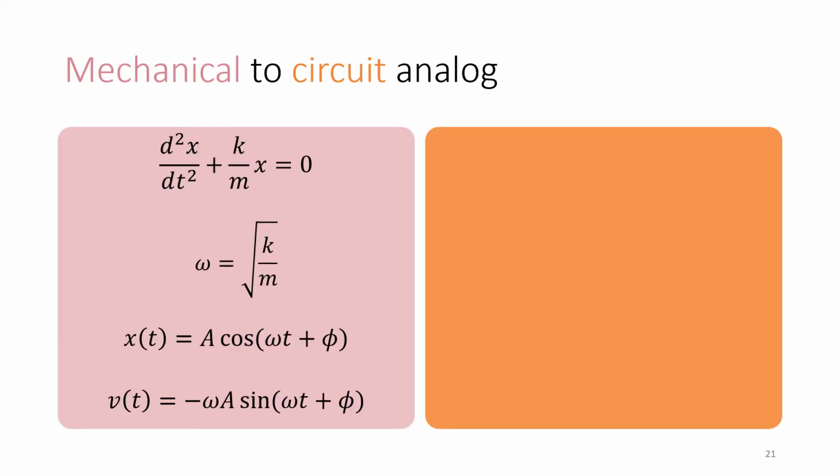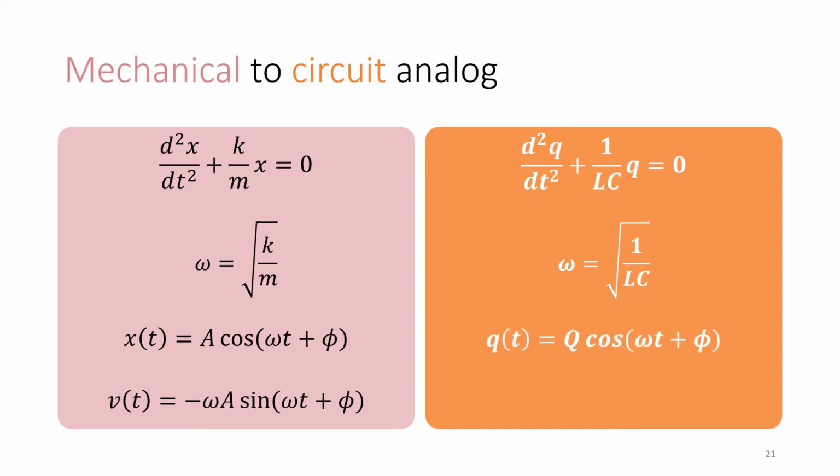Now that we've reviewed the spring mass system, let's see how it compares to the LC circuit. We begin with similar looking differential equations, but with different expressions for the angular frequency. Looking at the differential equation of the LC circuit, we can set omega to be equal to the square root of 1 over LC. Instead of position x, our variable now is charge q, or the charge at the capacitor, with the solution of q(t) equal to capital Q cosine omega t plus phi. Now, capital Q here is the maximum charge.